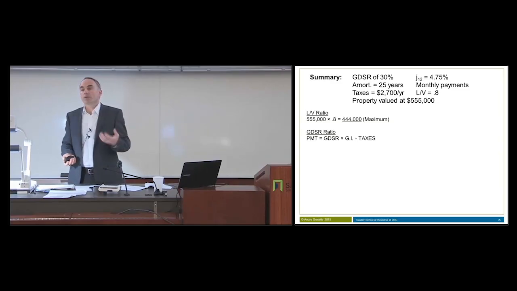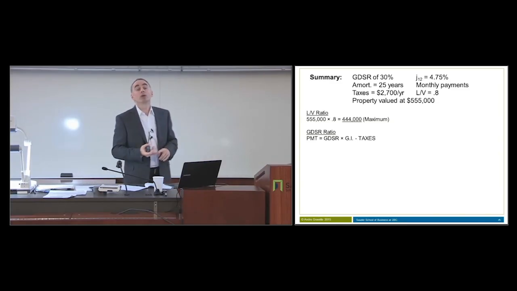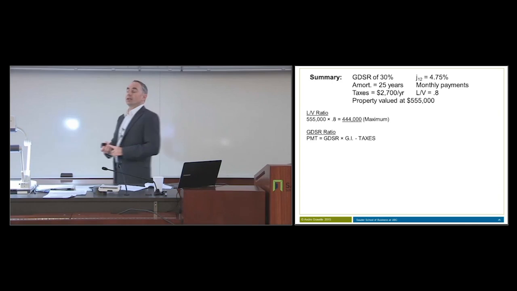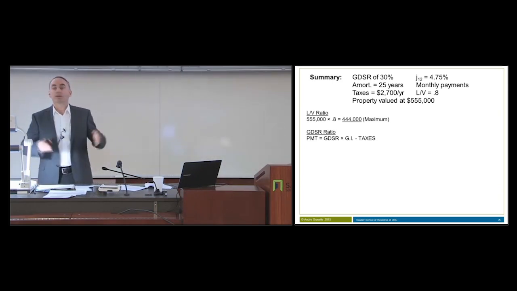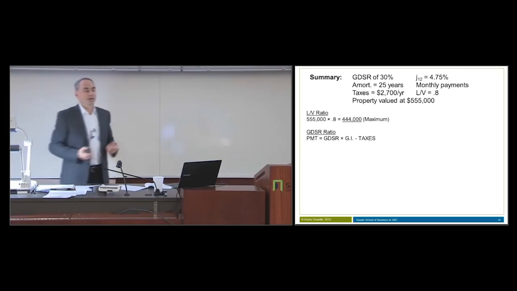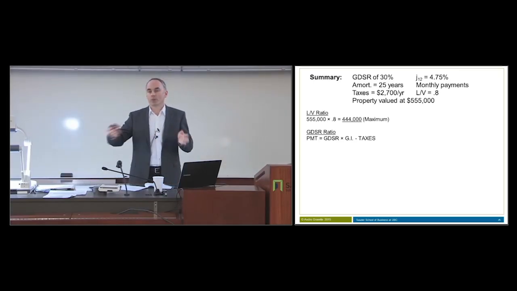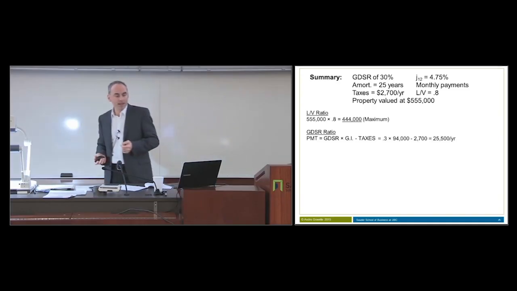Something else to keep in mind in this gross debt service ratio equation, all the terms that we'll use here are annual amounts. So there'll be annual property taxes and annual gross income. So if you had a question that gave you property taxes per month, multiply them by 12, get the annual amount and use that. If they said the borrower's income was $4,000 a month, well, multiply by 12, get the annual amount. So let's just fill in the blanks here.